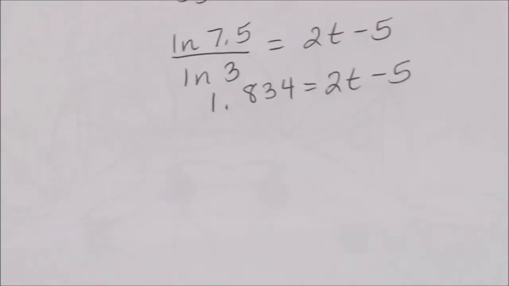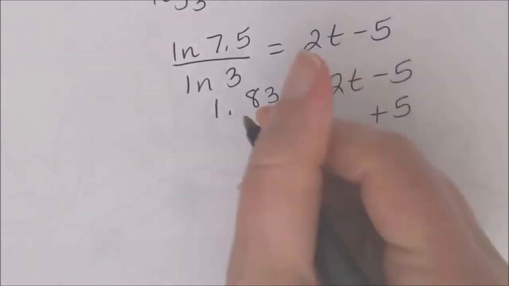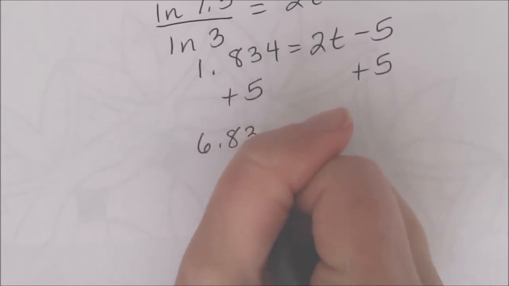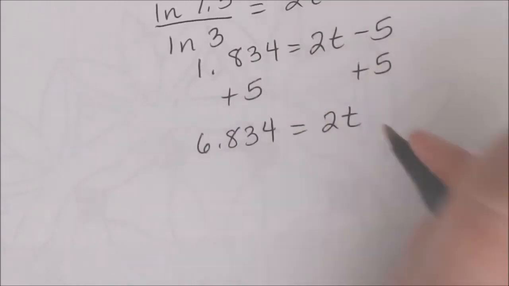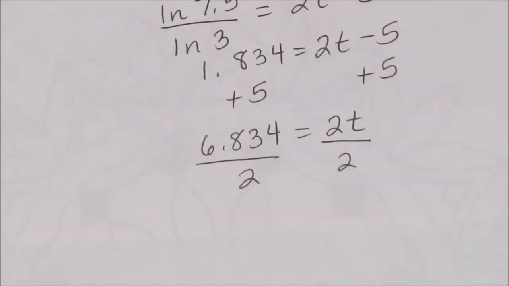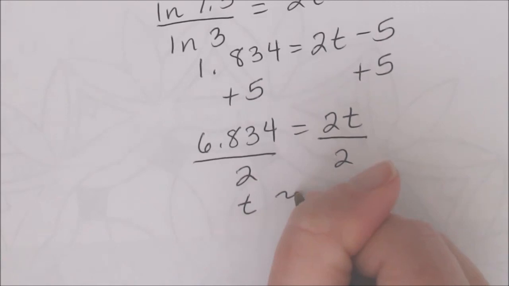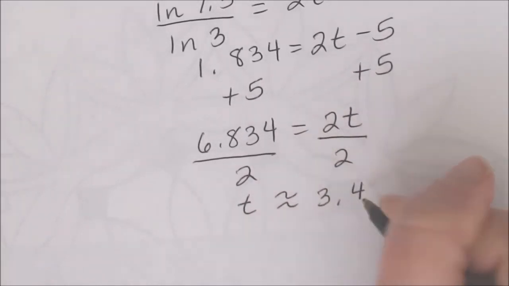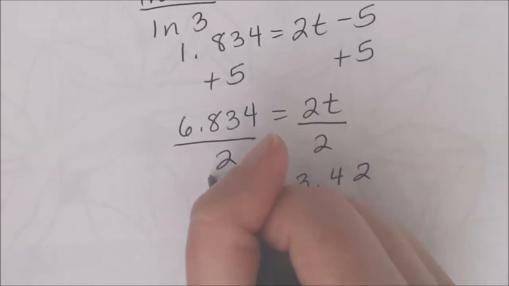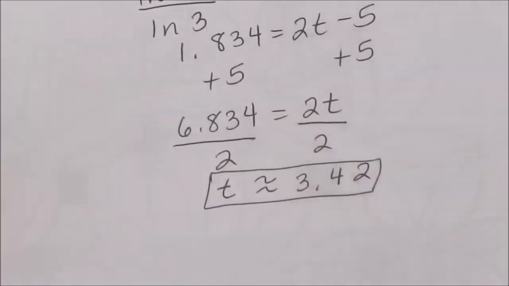So what do I need to do with the 5? Let's add 5 to the other side. So I get 6.834 equals 2t. And then we're going to divide both sides by 2. Let's put that in the calculator. 6.834 divided by 2. And I'm getting a value of about 3.42 if we round it off. 3.42. Check it with your calculator. Make sure you're getting the same answer that I am.